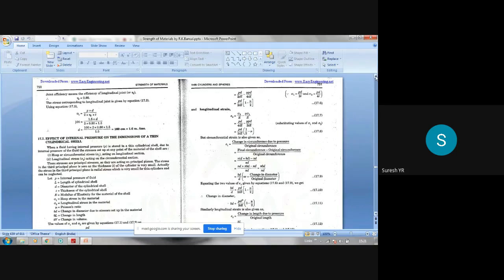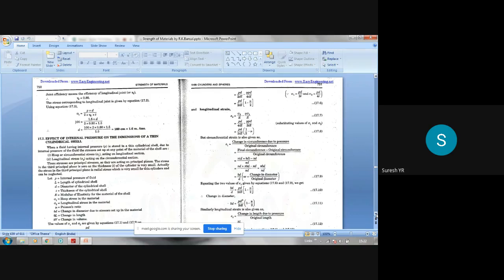Whatever we have covered till yesterday, the next topic is this, because in this book there are so many topics. You have to note the page number: R.K. Bansal, page 750. We will see the volumetric strain in a thin cylinder subjected to internal pressure. Normally the pressure will be fluid pressure, because in cylinders and pipes some liquid or gas, that is a fluid, will be flowing. So we take the internal pressure as the fluid pressure.